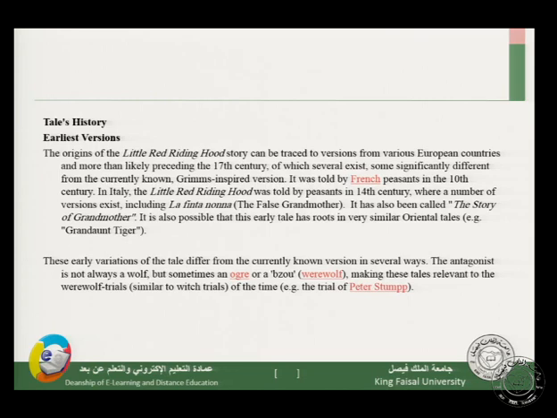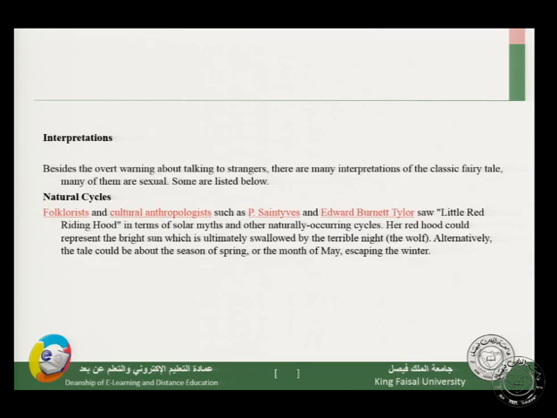This is in modern versions, making these tales relevant to the werewolf trials of the time, just to make the story fit the modern time. Then when we talk about interpretation, the story has many different interpretations, and here are some. It was understood by many different scholars, interpreters, or critics in different ways.